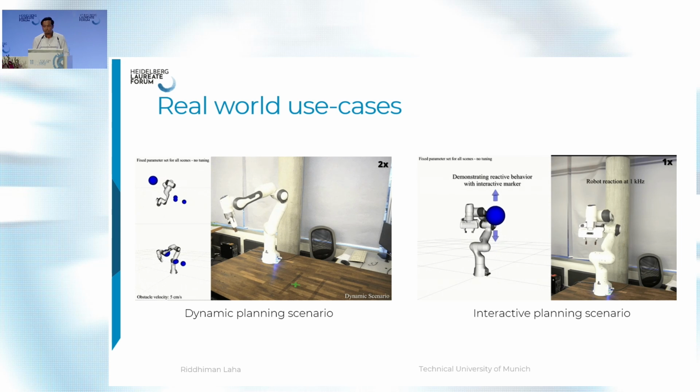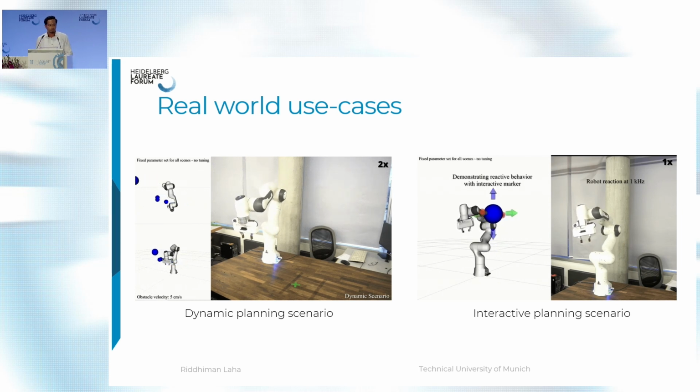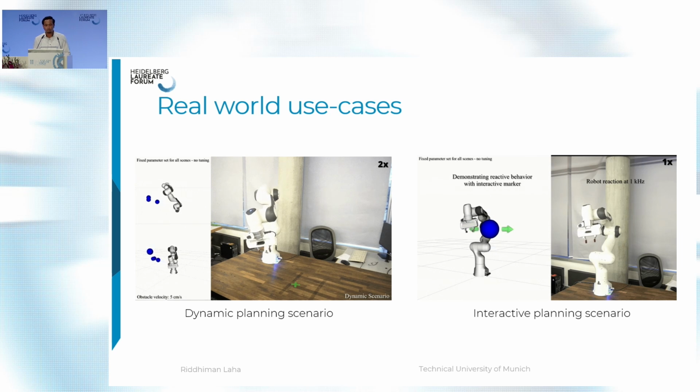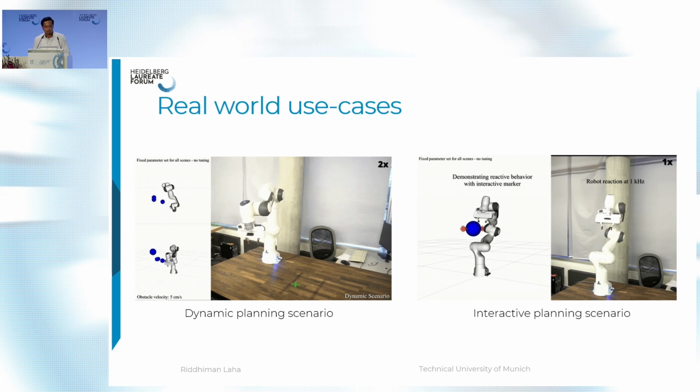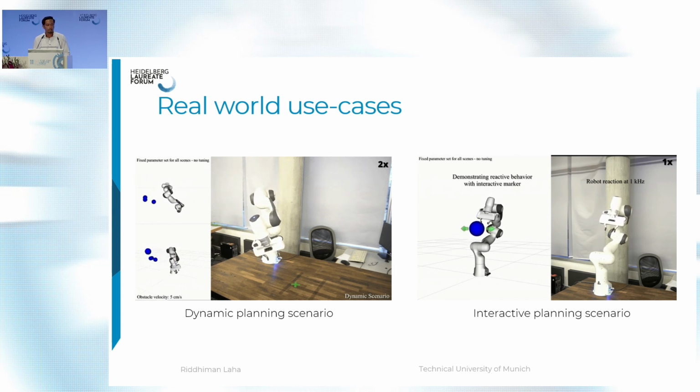You can see some examples here from the real system. So on the left, you have a series of obstacles moving towards a robot, which is reacting. And on the right, there's a hardware in the loop example where you see an interactive obstacle being nudged and the robot reacting to it.